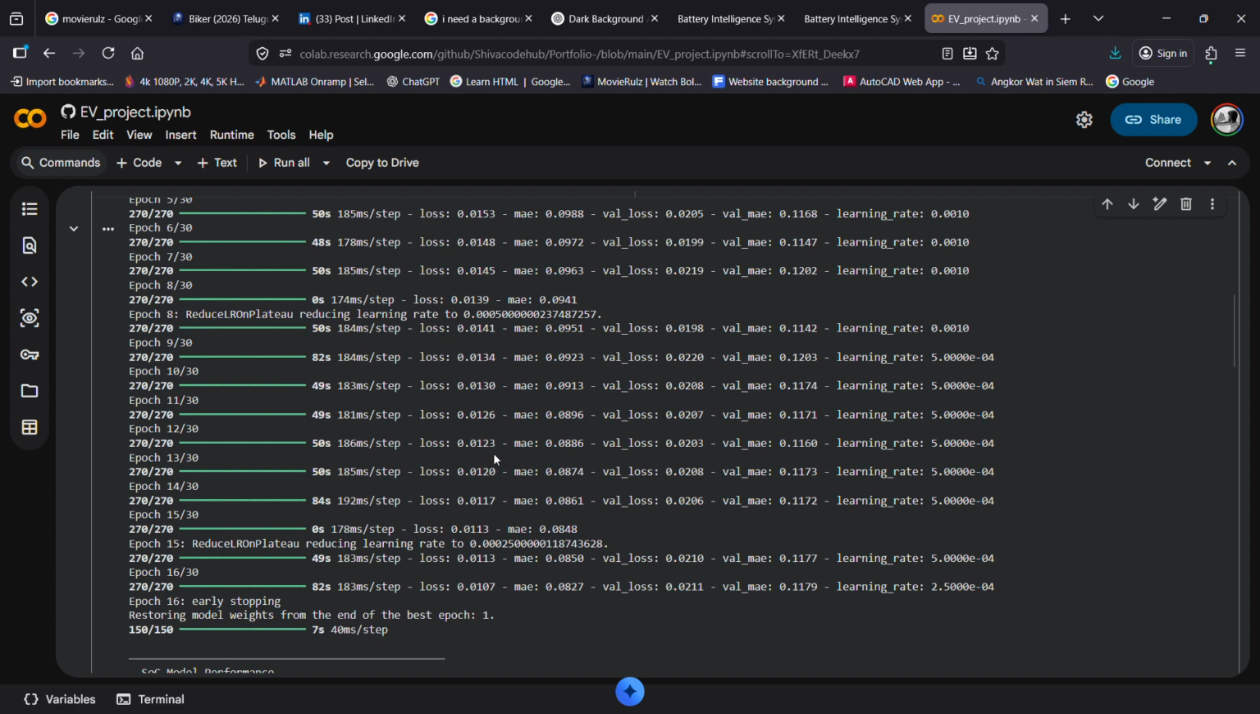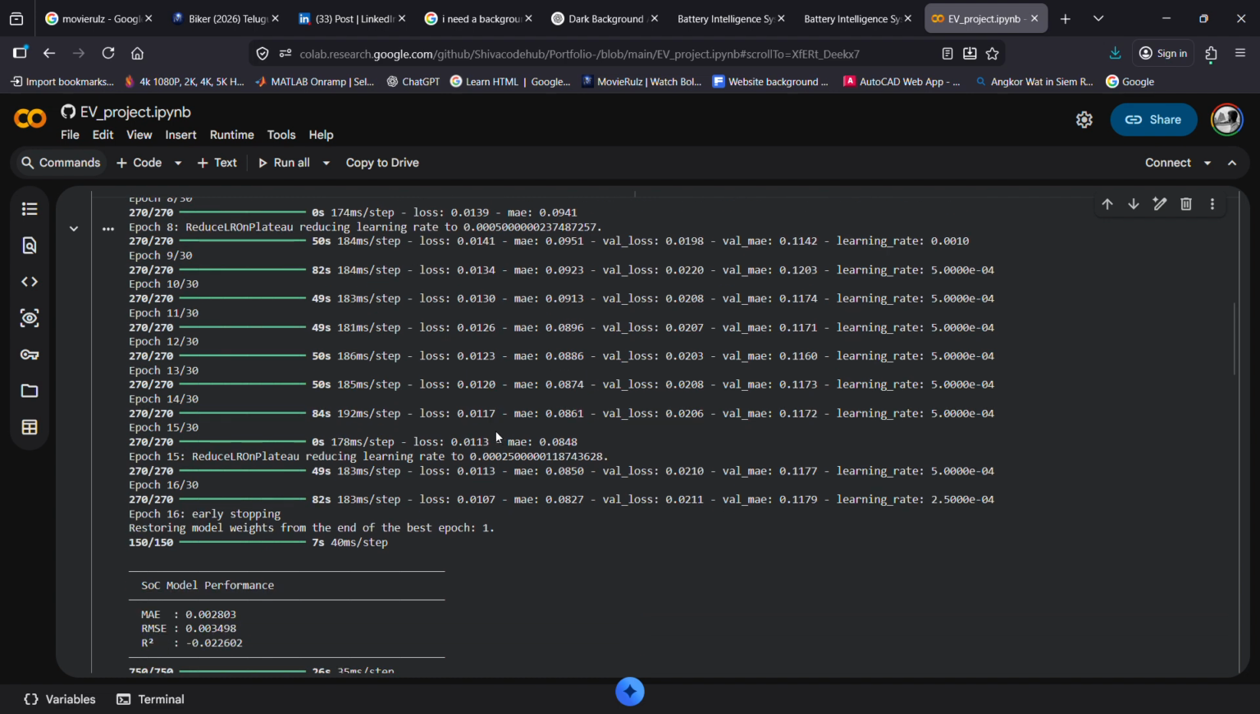And then I used early stopping, and the training was stopped. We can see that the training stopped at epoch 16. The best model weights were restored from epoch 1, as we can see here.